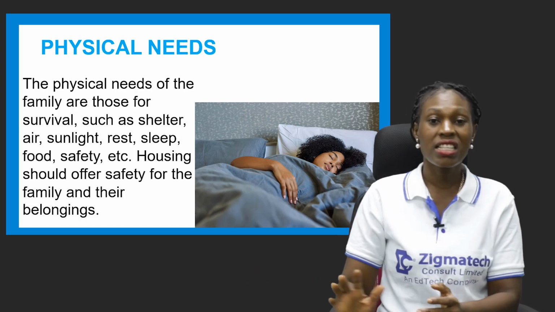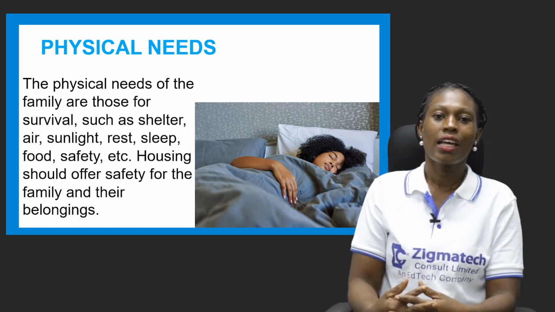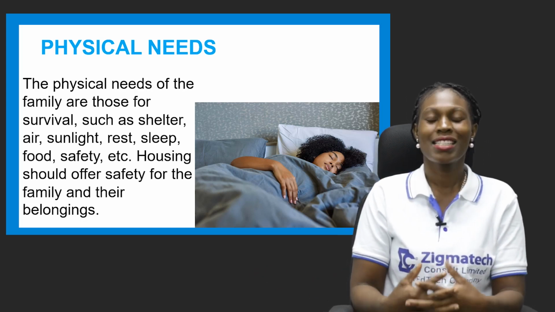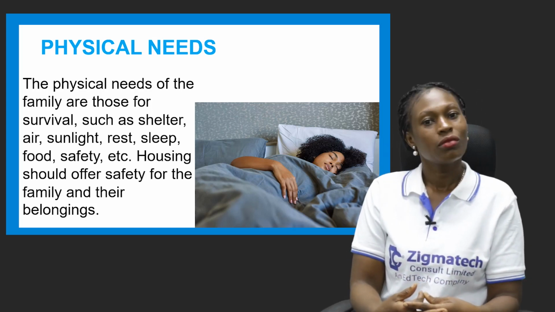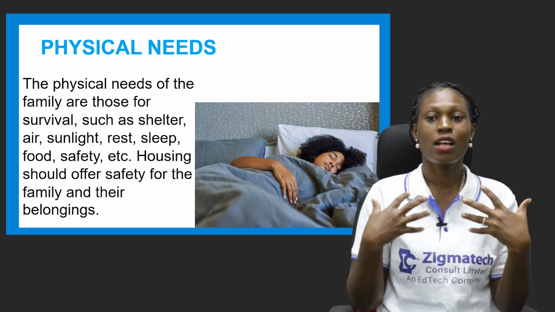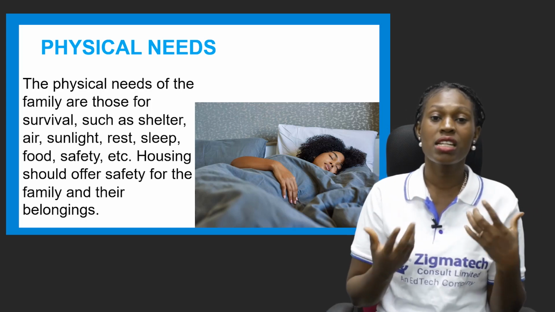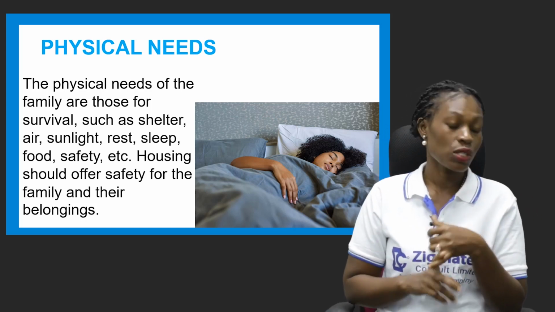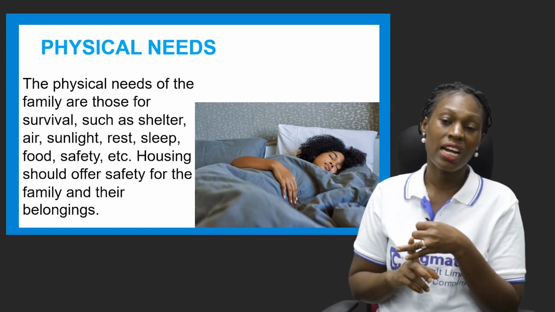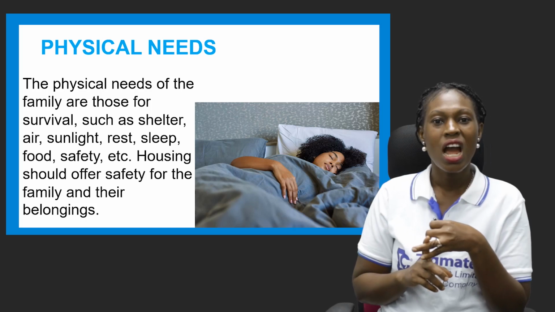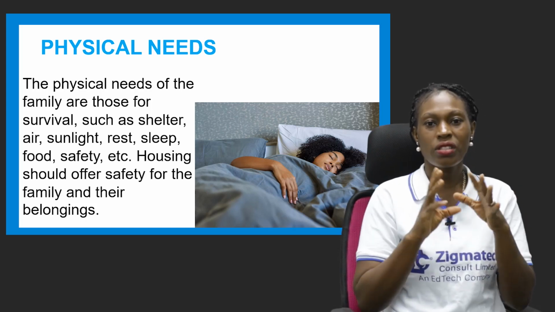Now, one of the first needs that we need is the physical needs. When you talk about physical needs, this has to do with what the family needs for survival, such as what? Shelter, air, sunlight, rest, sleep, food, safety. All these things are physical.